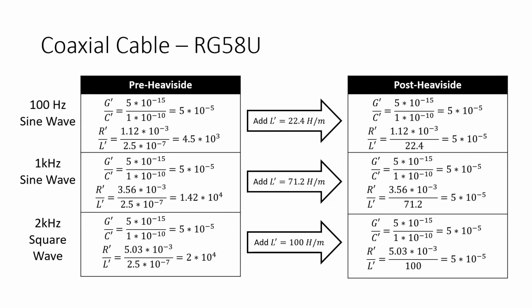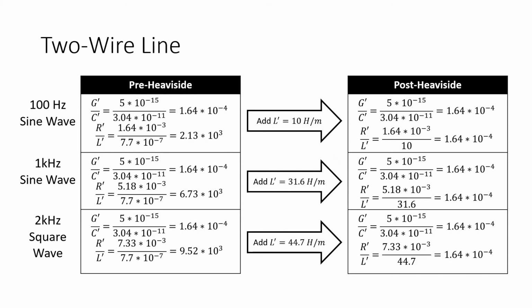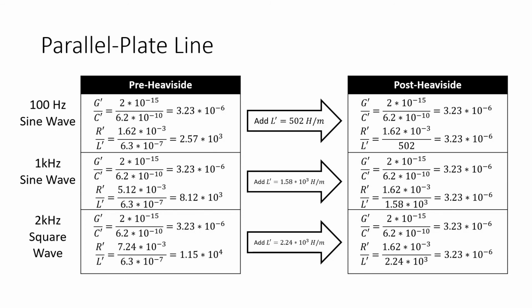In each of these cases, the first ratio is much smaller than the second. So we determine the amount of inductance we need to add to balance these ratios. We do the same thing for the 2-wire line. It should be noted that for each of these transmission lines, we must add inductance to achieve the Heaviside condition. However, this may not always be the case. Different transmission line parameters and signals may require the addition of capacitance instead. We repeat the same procedure for the 3rd time with the parallel plate line. Once again, we add inductance to achieve the Heaviside condition.